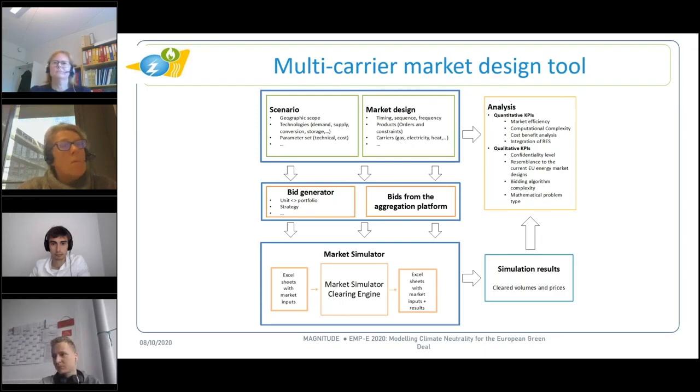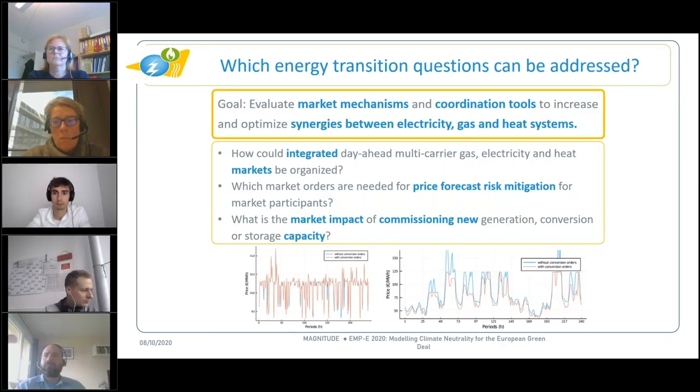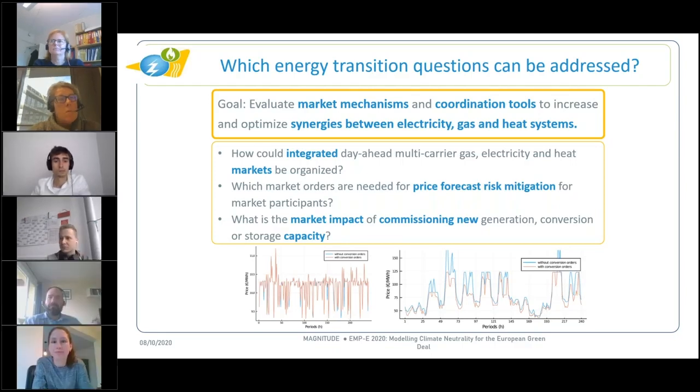If you go to the next slide, we developed it in Julia and Python. What this tool can be used for is that we can evaluate different multi-carrier market designs in terms of economic efficiency or operational integration of renewable energy sources. We expect this can help the European Commission, regulators and market operators to make an educated decision about what the market adaptations should be, so that we really reach better sector integration and leverage additional flexibility, for instance from the gas sector to the electricity sector.